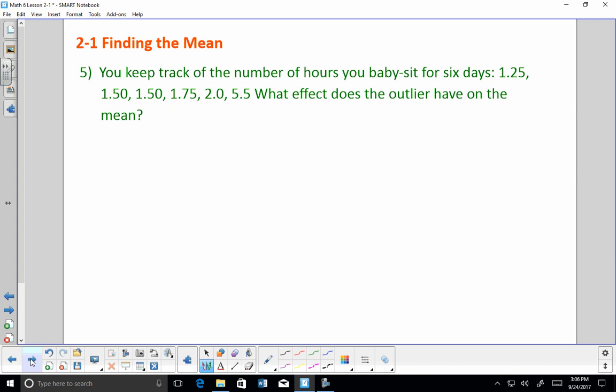Well, we can see that 5.5 is much larger than all of the other times. The greatest number before that was only 2 hours. So this 5.5 is going to increase my mean because it's much larger. This outlier of 5.5 is much larger than all of my other numbers, so it's going to make my mean go up. So what effect does my outlier have? It will increase my mean.